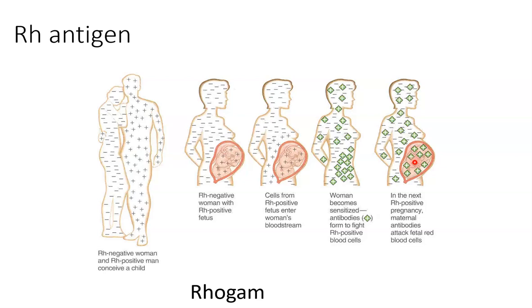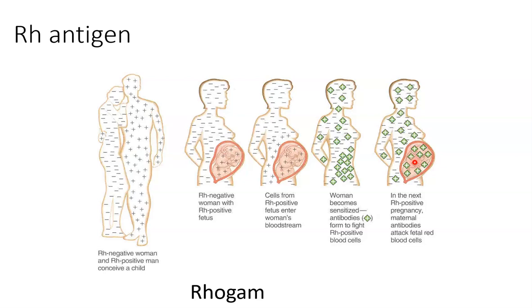They will see it as being something foreign, and they will attack them. So what can happen with this? One, the child could not survive. They may be miscarried. They may be born, but then they can be severely anemic. So there are several different scenarios that can play out here. Most of them are not good for the fetus.